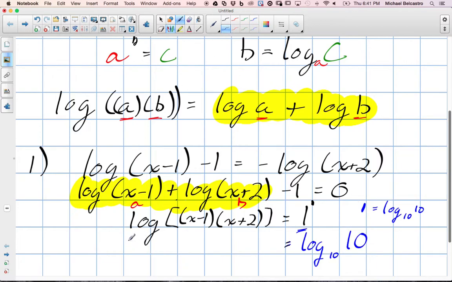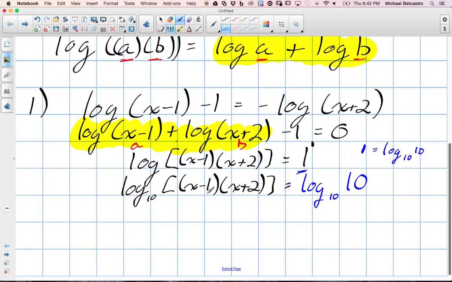And over here, we technically have log base 10. I guess we don't have to write it in, but log base 10 of (x - 1)(x + 2). There we go. We can expand what we have inside of these brackets. So log base 10, and this will become x squared minus x plus 2x minus 2 would be our expanded form of that, is equal to log base 10.